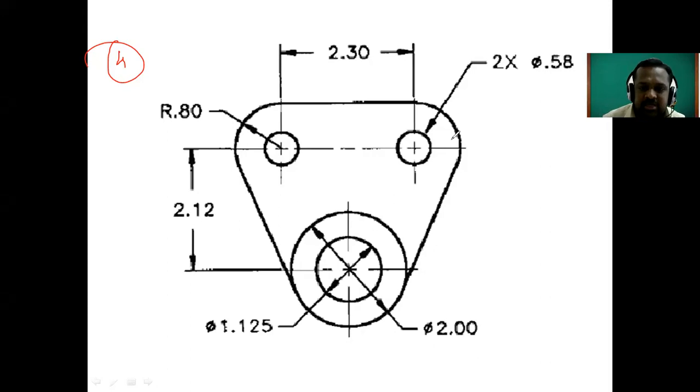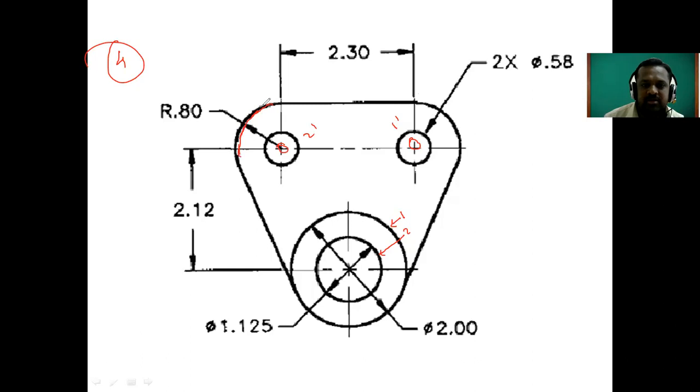Simple. See here, there are 2 circles. This is circle number 1, and this is circle number 2. Again here is one circle, and here is the 2nd circle. This figure consists of 4 circles. Then which part is remaining? See this part. How to draw this part?